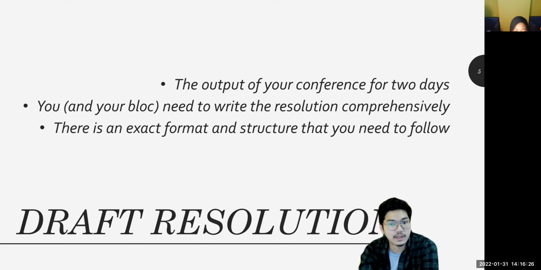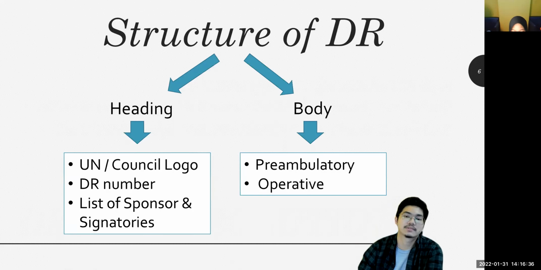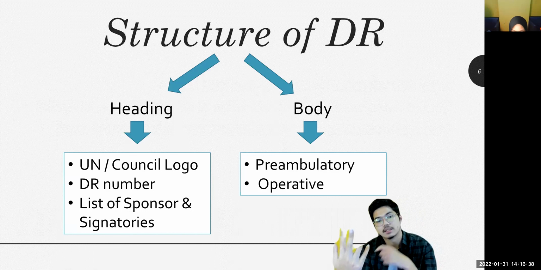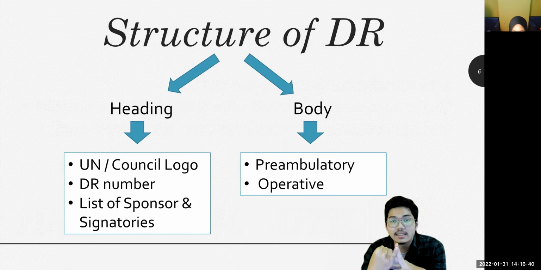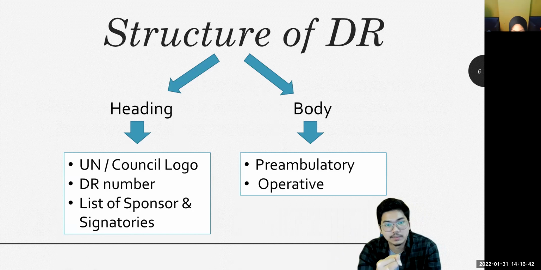And therefore you have to follow the structure that has been used in every MUN conference when it comes to draft resolution. All right. So next part, the structure of a draft resolution. We have two parts. First one is what we call as heading. Second part is what we call as body.